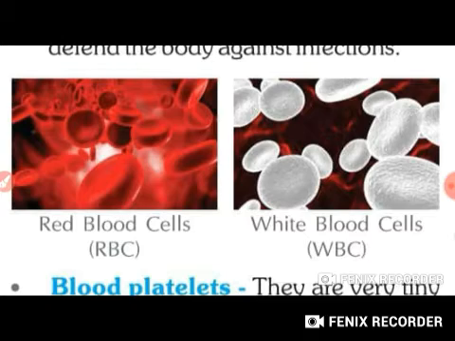Second one is WBC. Students, what is the full form of WBC? Yes, the WBC, white blood cells. Children, what is the work of white blood cells? White blood cells fight against germs that may enter our body. Understand? Now third one is blood platelets.